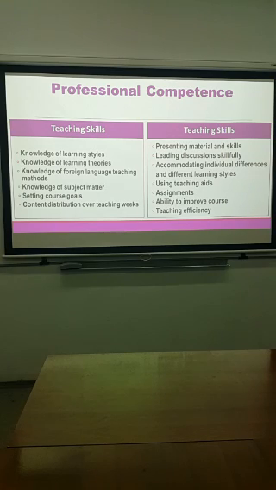For example, the teacher should know the learning styles of the students, should know learning theories, and also should have studied foreign language teaching methods, should know the subject matter, the lesson she's going to teach, she should know it very well. She should be able to set goals, objectives for the whole course, and also for one unit and also for one lesson.